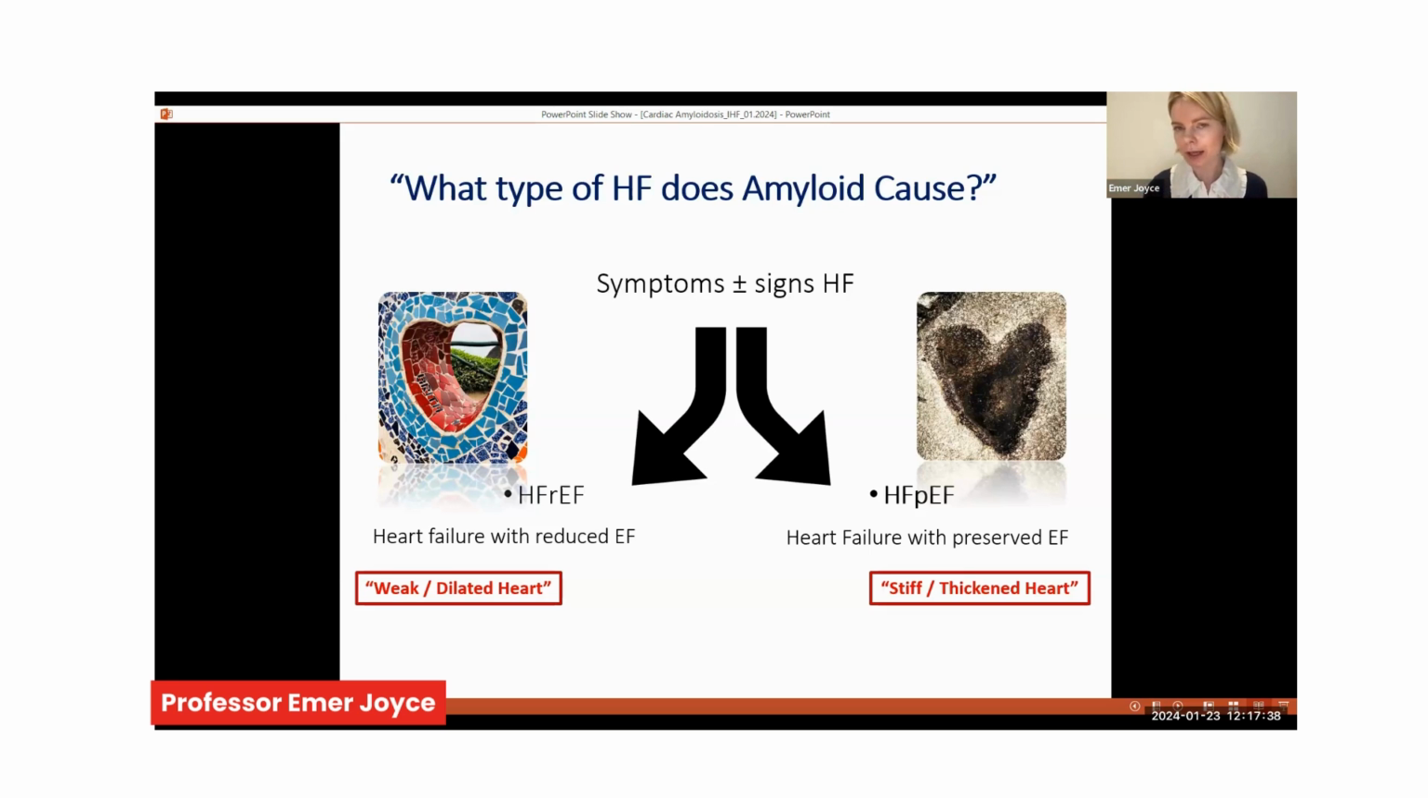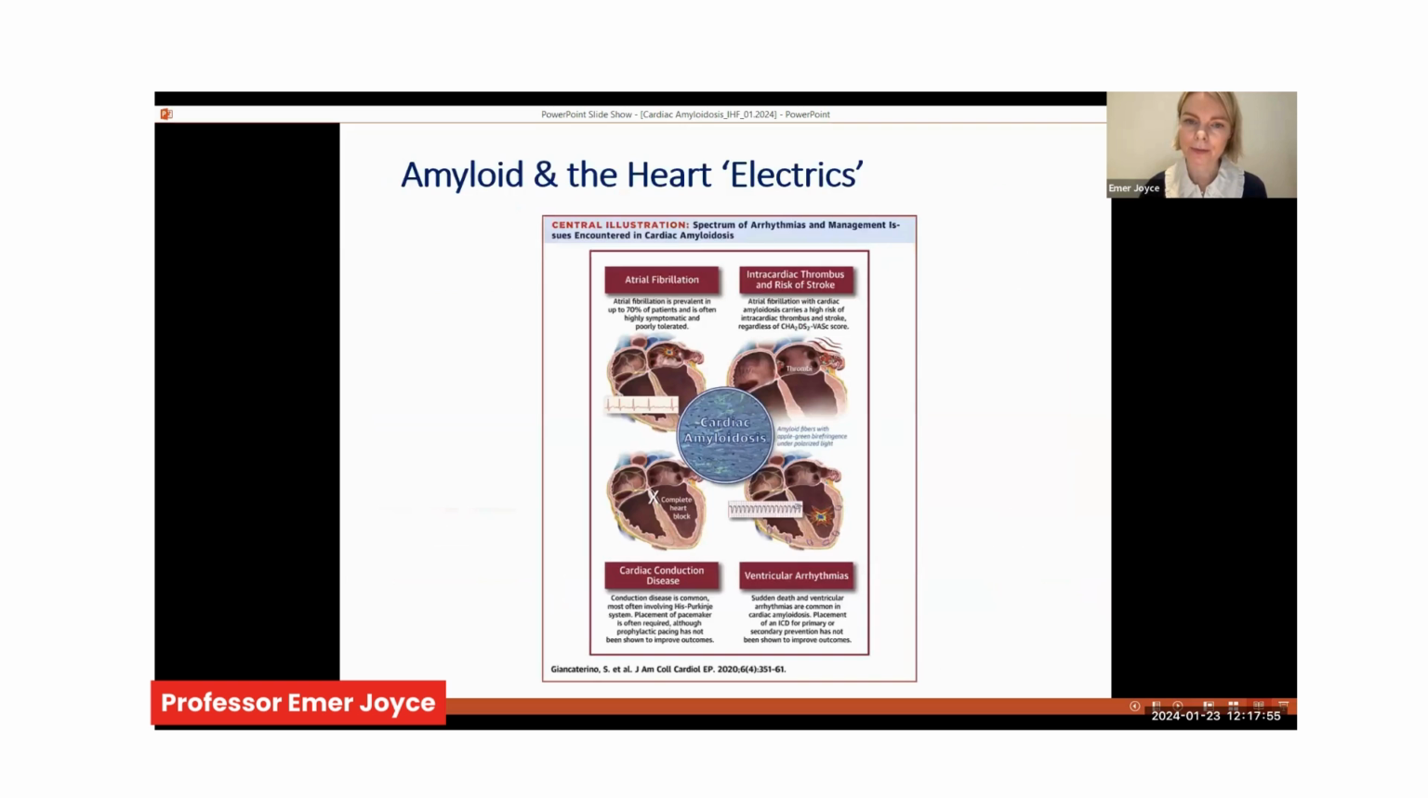And we use a term for that, and you might see that in the rest of the slides, HFpEF, or heart failure with preserved ejection fraction, meaning it's not the weak dilated heart, it is its own type. There are other causes. It's not just amyloid that causes HFpEF. Blood pressure is a big cause as well, but that's kind of the prototype cause.